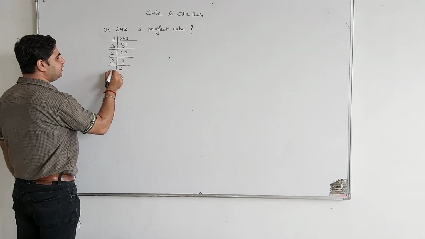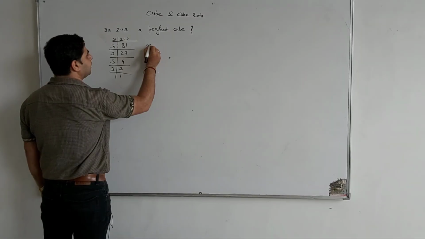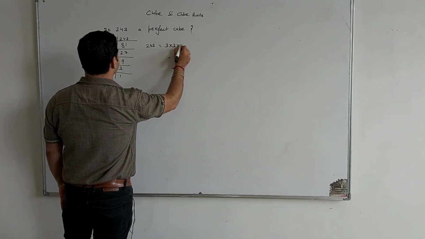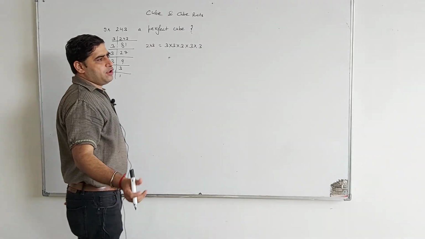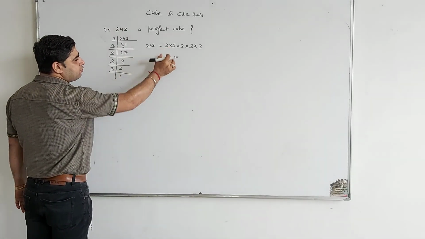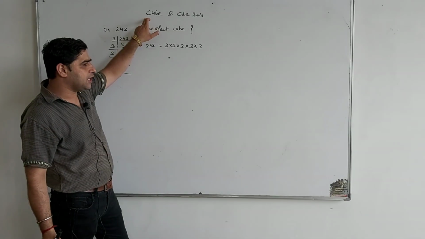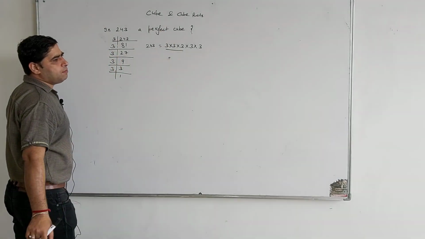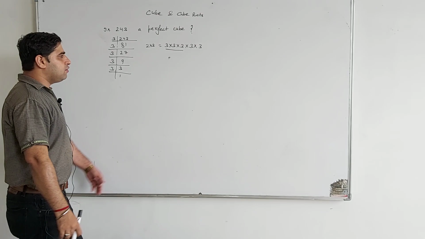3, 3, 3, 1. This is the prime factorization method. So, is 243 a perfect cube or not? How many 3's will be there? In the previous lecture, when finding the square root, we took only 2 numbers, which means we made a pair. This time, for making a cube, we make a group of three, not a pair. This is the cube. So here, the 3's are not enough to make the cube.